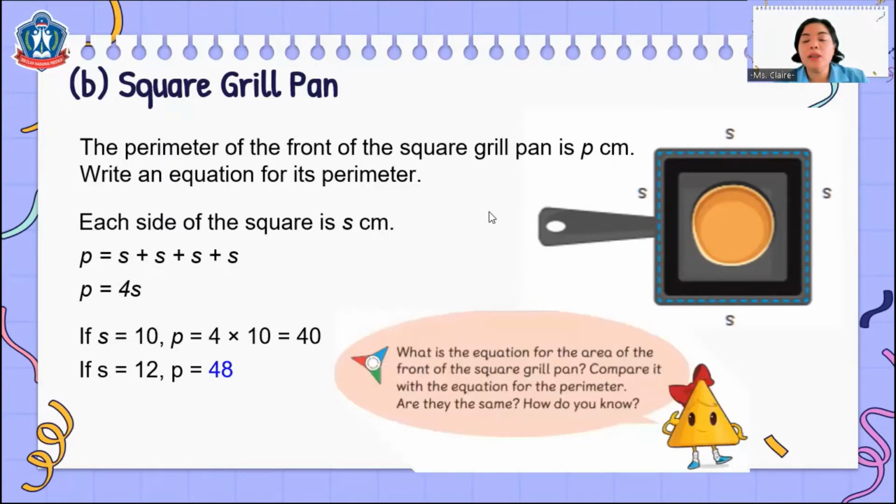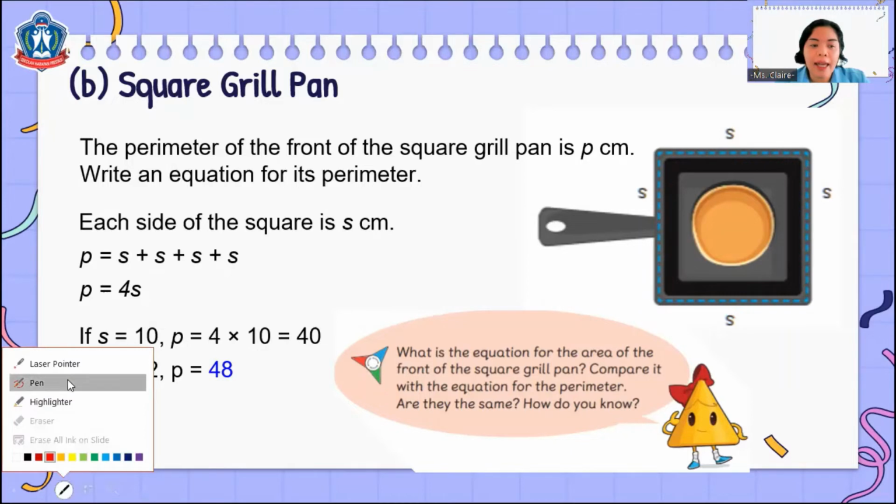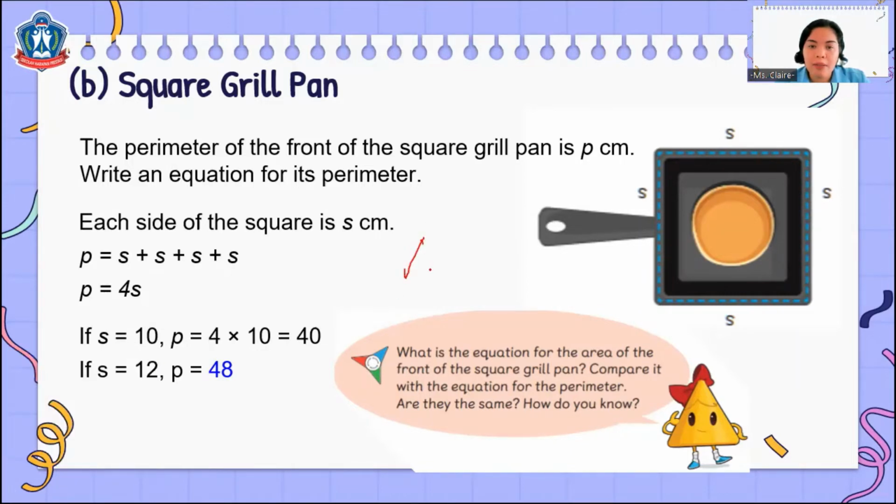What is the equation for the area of the front of the square grill pan? Compare it with the equation for the perimeter. Are they the same? The P equals 4S, that is the perimeter. How about the area of a square? How to find the area of a square? That is A equals S times S, right? Because when we find the area of a square, we multiply the side by the side. Okay, let's continue.